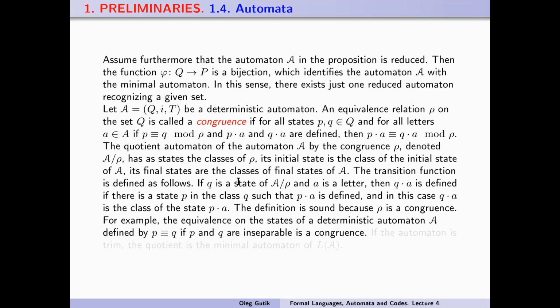For example, the equivalence on the states of the deterministic automaton A defined by P is equivalent to Q if P and Q are inseparable is a congruence. If the automaton is trim, then the quotient is a minimal automaton of the set of all words recognized by the automaton A.